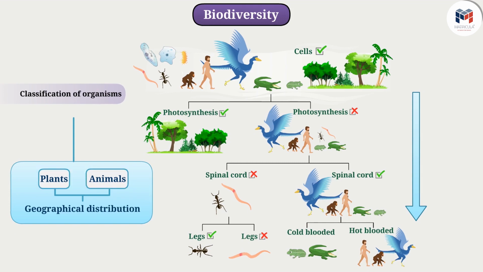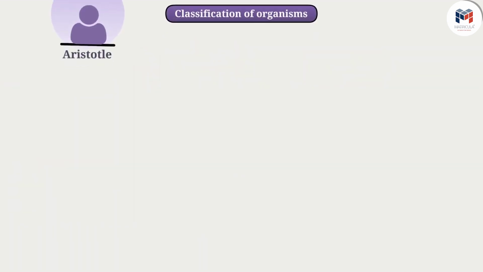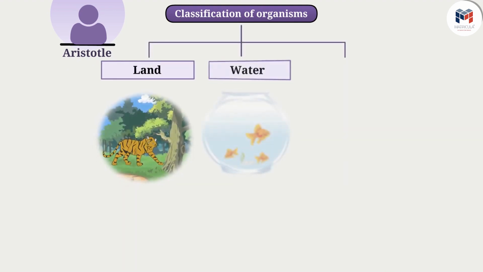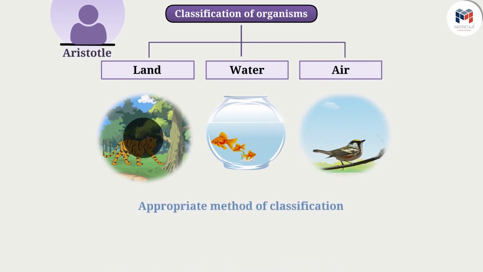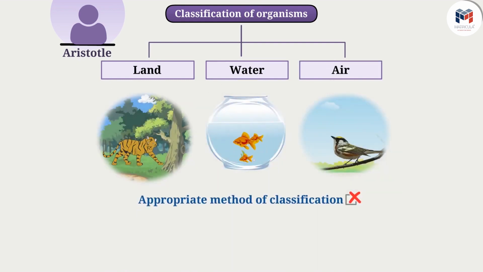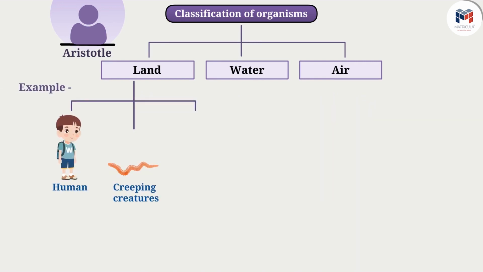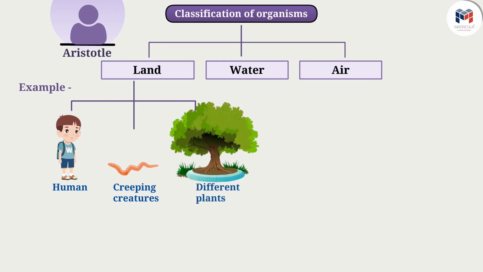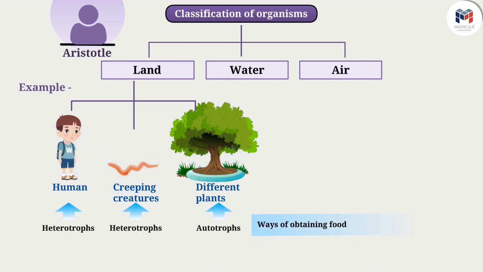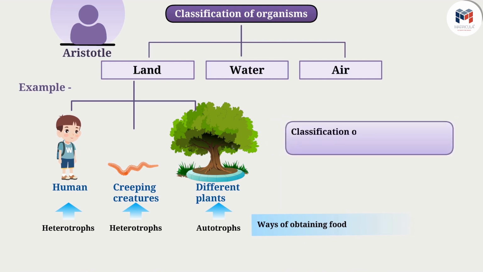Since ancient times, many attempts have been made to classify organisms. Aristotle classified organisms based on their habitat as land, water, air, etc. But this is not an appropriate method of classification. For example, various organisms like humans, creeping creatures, different plants, etc. live on land, but there are quite a few variations except the place of living. Therefore, classification of organisms based on habitat can be misleading.